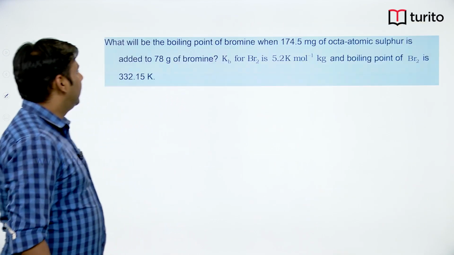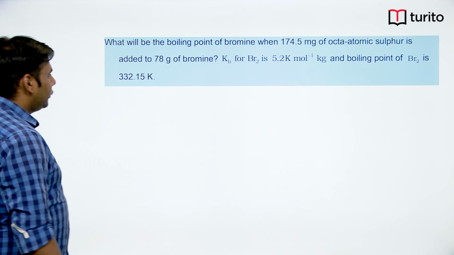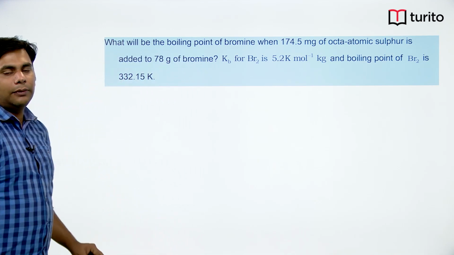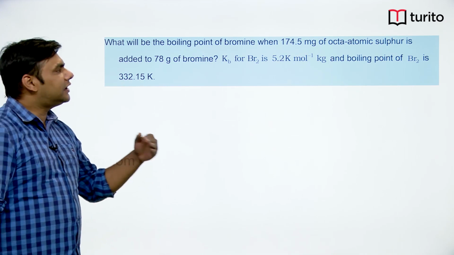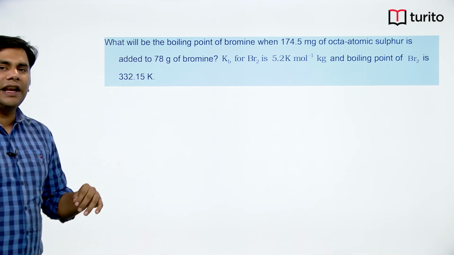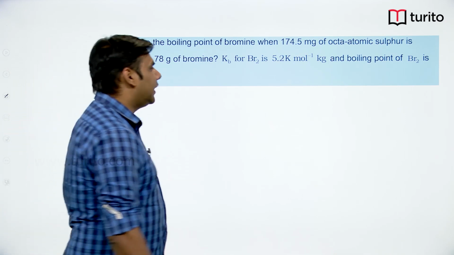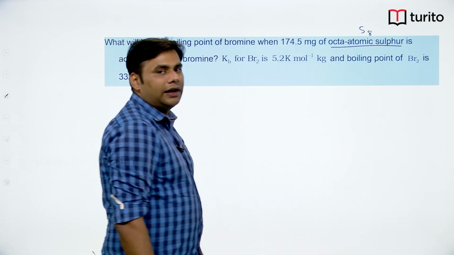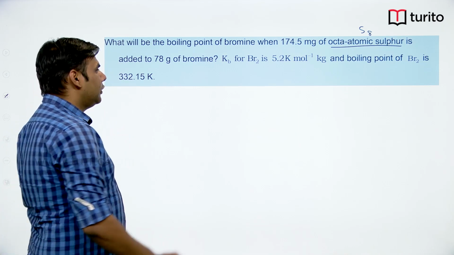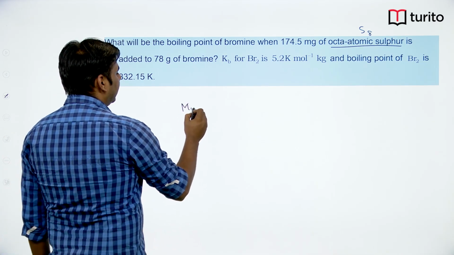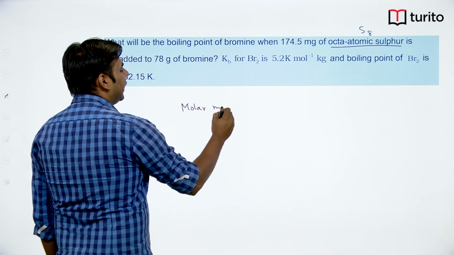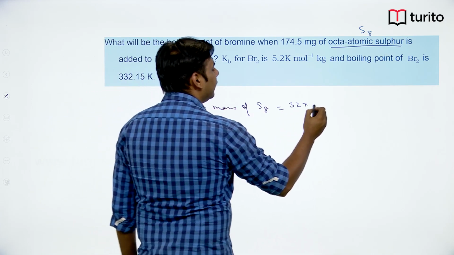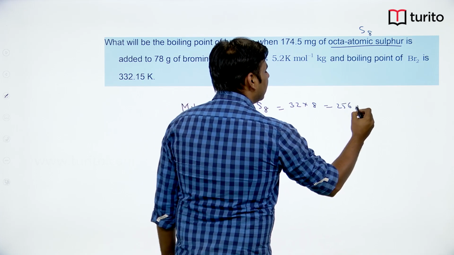So let us look at the last question. This says: what will be the boiling point of bromine, which is a liquid, when 174.15 milligram of octaatomic sulfur... Octaatomic sulfur means S8. Now we know that sulfur has a molar mass of 32, so the molar mass of S8 would be 32 into 8, that is 256 gram per mole.